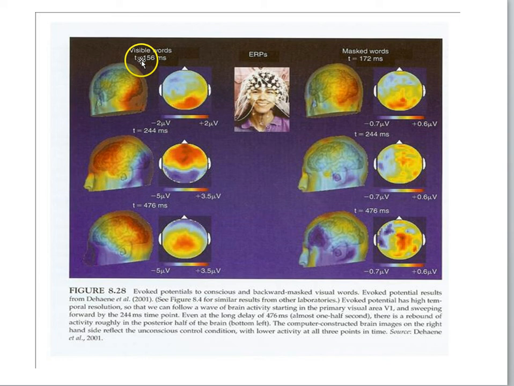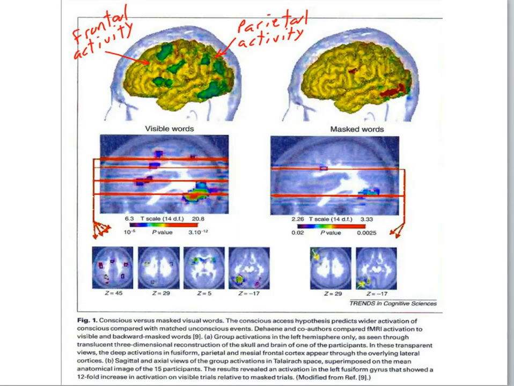So let's take a look at the visible word. The word tree flashes on the screen, and the subject reports that they can see it. Early on, we have activity in the visual cortex, not surprisingly. At about a quarter second, that activity has spread to the frontal cortex, and then about half a second, back to the parietal cortex. And you'll recall, those are the same kinds of areas that we saw in the functional magnetic resonance imaging data. We've got frontal cortex activity and parietal cortex activity.